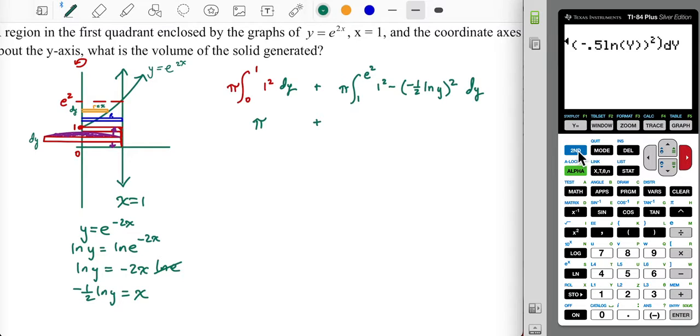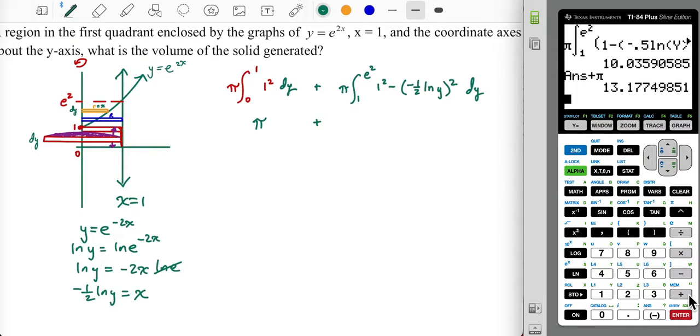I think I typed it in all correctly. I'll just do another quick double check. So 1 squared is 1 minus negative 0.5 ln of y, the whole shebang squared. Okay, so we got that, and then we tack on a pi. All right, so this is an approximate 10.0359. And that's going to be approximately 13.177 cubic units.